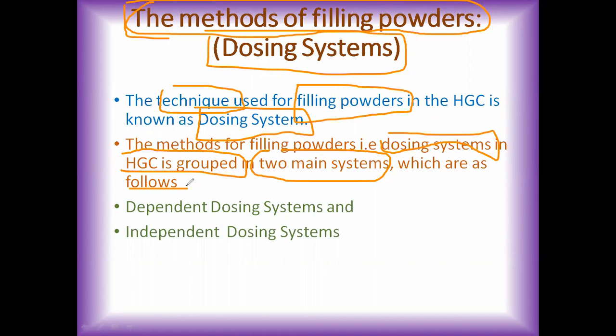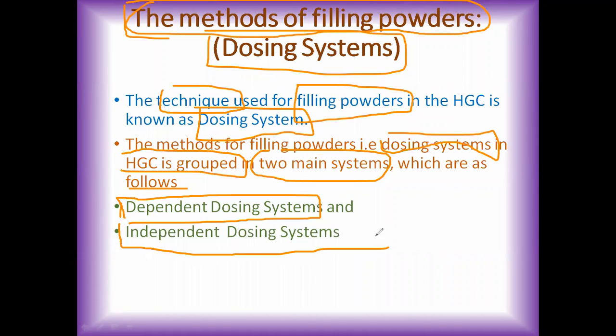So the first system name is dependent dosing systems, and the second one is independent dosing system. So these are the two main types of systems which are used for dosing. The first one is dependent dosing system and the second one is independent dosing system. So I hope up to this point it is clear to everyone.